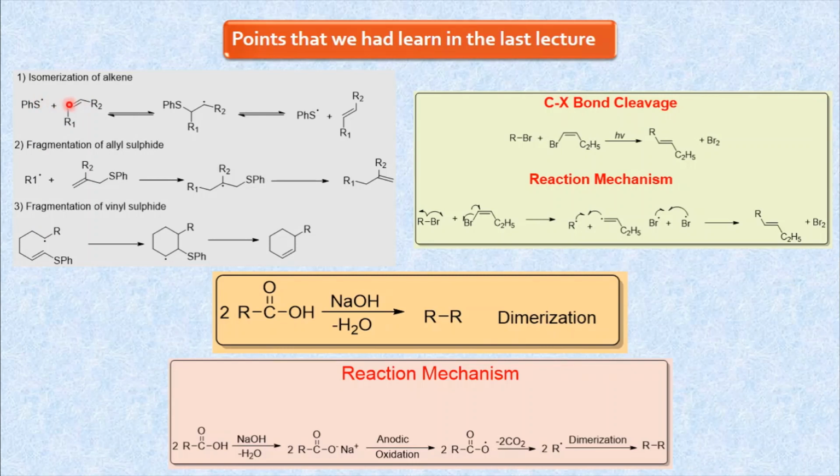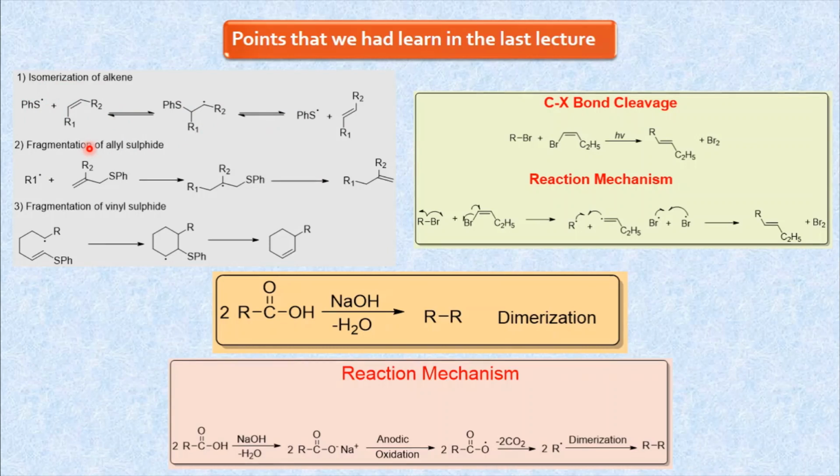This double bond undergoes homolytic cleavage. It generates a CH2 radical. Then this CH2 radical reacts with this PhS radical. You will get this compound. Then the rotation of this carbon-carbon single bond takes place, and this alkene converts to trans alkene, with the removal of this PhS. So this CS bond cleavage is used in the isomerization of alkene.